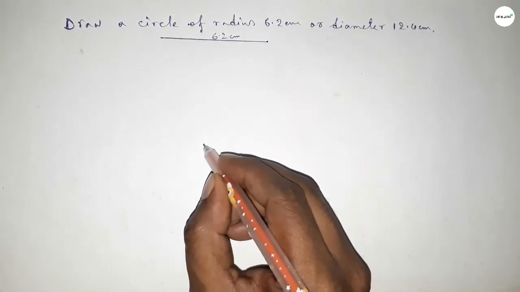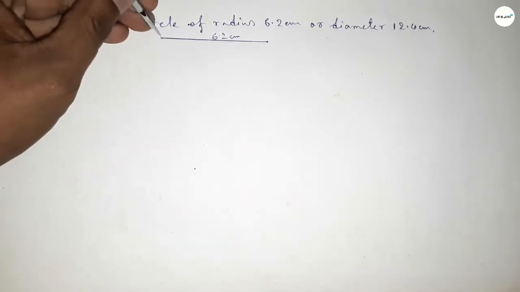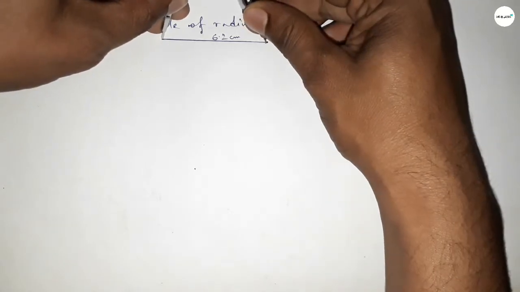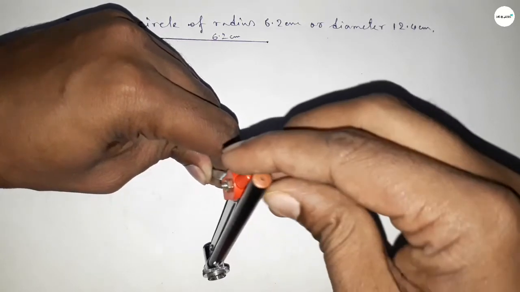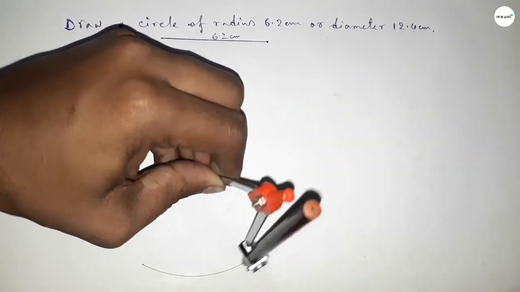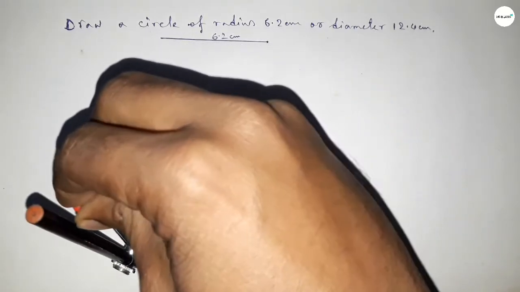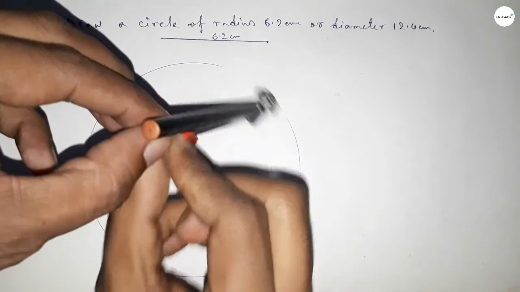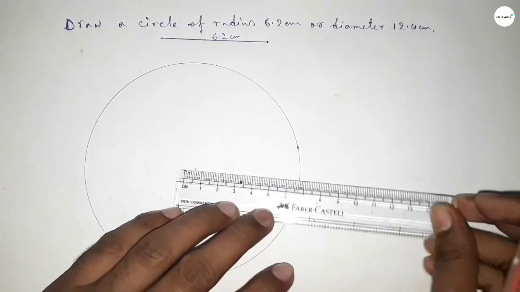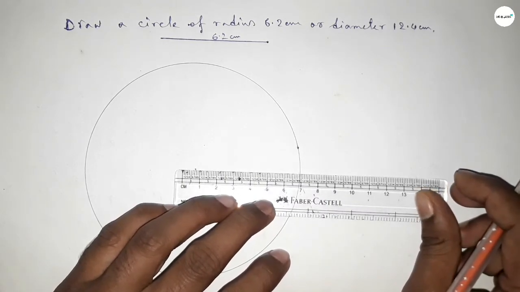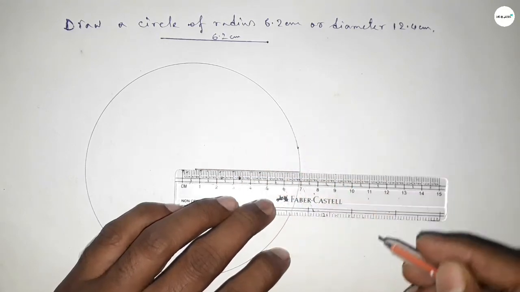Now taking here a point, next taking the length 6.2 centimeter by using compass by this way and putting the compass on the point, and now drawing here an arc by this way, and which represents a circle with radius 6.2 centimeter. Now joining this one, and this is the radius of the circle, and this is 6.2 centimeter.